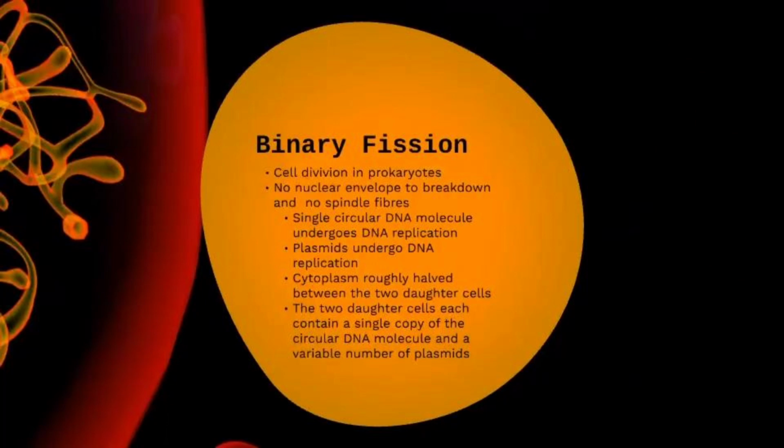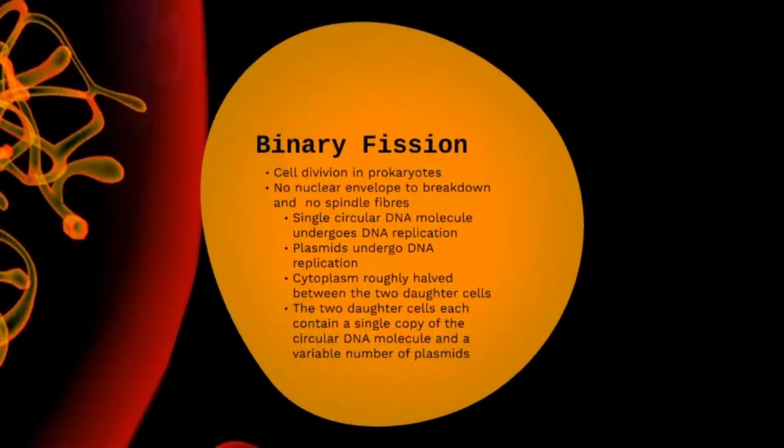The cytoplasm is then split in half, and the two daughter cells each receive the full copy of the circular DNA that comes from the genophore of the bacteria, and then they will also inherit a certain number of plasmids, and this is not always constant between each cell division. So it's much more simple than the cell division in eukaryotic cells.